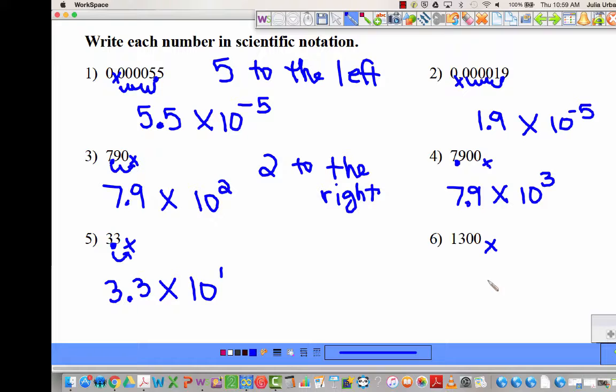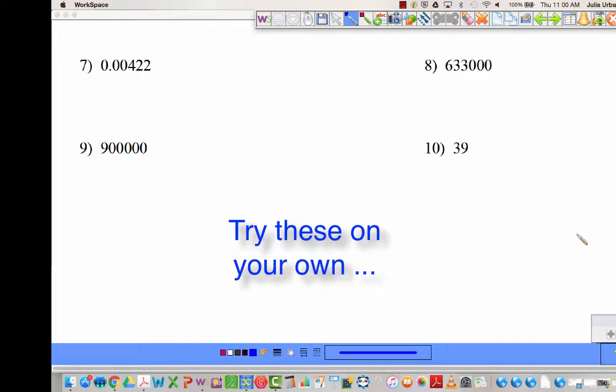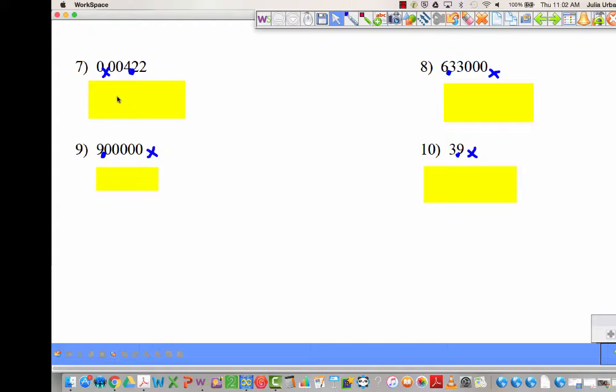Alright, so your X is here. Where did your dot go? After the 1. Good. 1.3 times 10 to the... Alright. So it'd be 4.22 times 10 to the what? Negative 3. Good, because it went to the left. From your dot to the X, it went left.